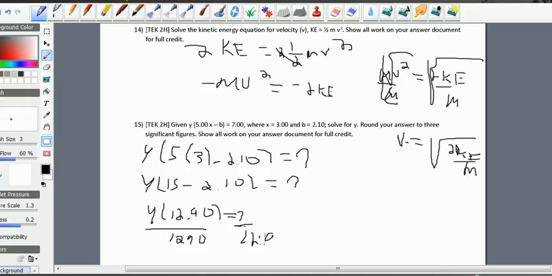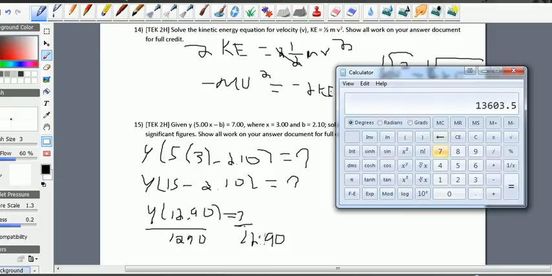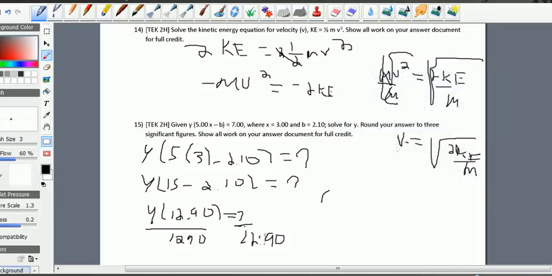12.90, right? What was this right here? 7. Slap it in the calculator. I got 0.542 3 6, the 6 makes that a 3. So I get 0.543. That's the answer.